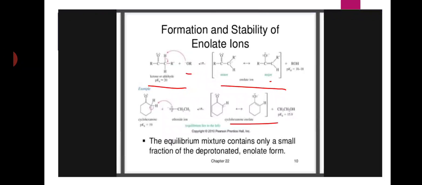Formation and stability of enolate ions. Here a ketone or aldehyde reacts with alkoxide and forms an enolate ion, but one of the products is major and one is minor based on stability. Here cyclohexanone reacts with ethoxide ion and forms two cyclohexanone enolates. The equilibrium mixture contains only a small fraction of the deprotonated enolate form.